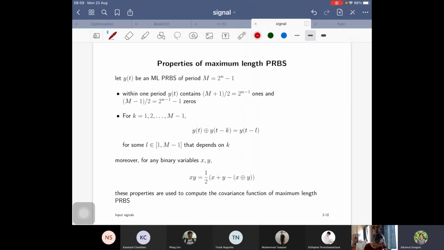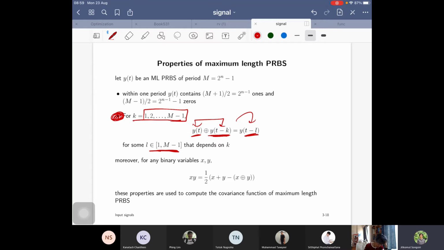The second fact is that if you do the modulo sum between y_t and some other term, y_(t-k), where k ranges within one period, then the result is just y at another time, y_(t-l), where l is an index between 1 and m-1. This is the second one. That's a proof, but I don't want to go into the detail. The proof is in the book.